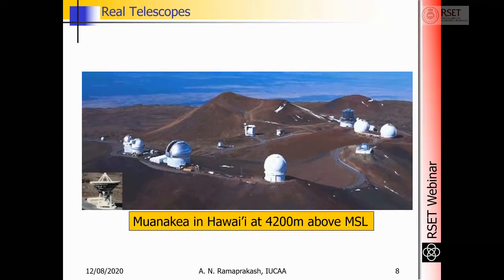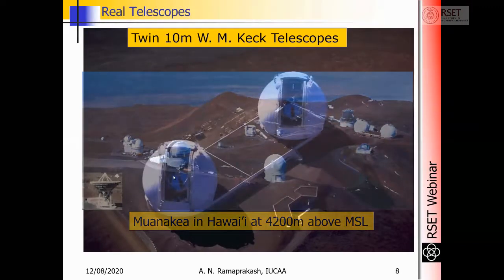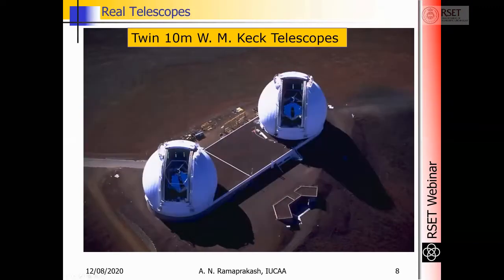The advantage of this observatory site is it's about 4,200 meters above sea level. So most of the clouds are below this mountain. So if you drive up to the mountain top, you are by and large above the clouds, and you get clear skies to observe the celestial phenomena. And this is just a close-up view of the Keck telescope. You can see the Keck primary mirror of the telescope. These are 10 meters in diameter, two of them.